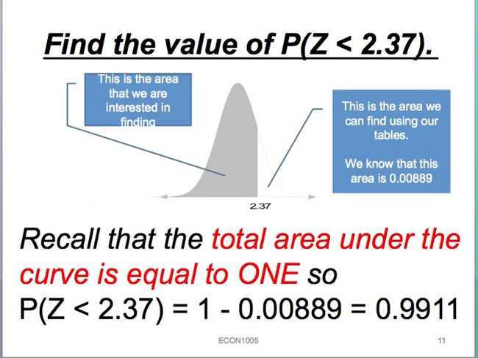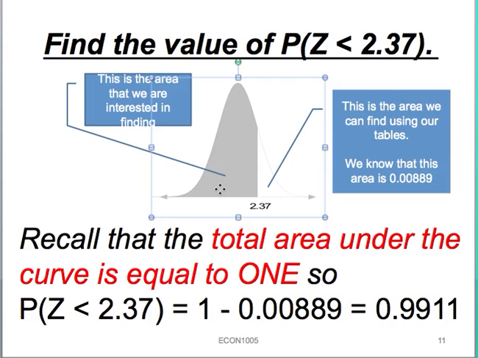What if we are required to find the probability that z is less than 2.37? Now the table will show us the area for z greater than 2.37, right? But we are required to find this shaded region less than 2.37. We know, however, that the total area under the curve is equal to 1. So if this unshaded area that we can read from the table is 0.00889, then to find the shaded region, we'll do 1 minus 0.00889.